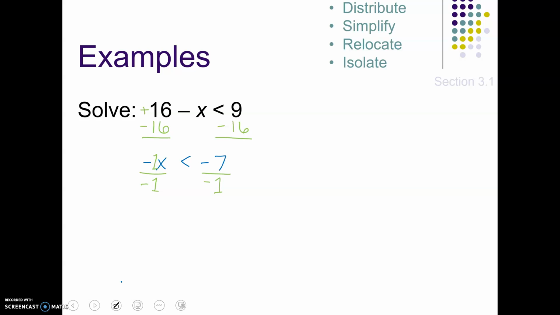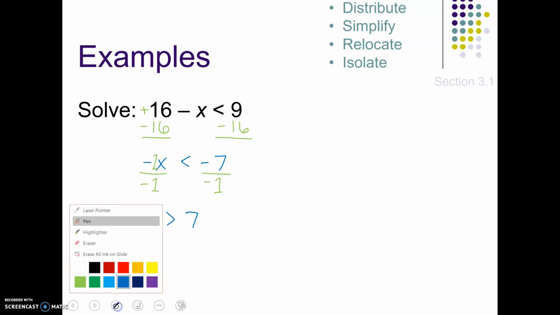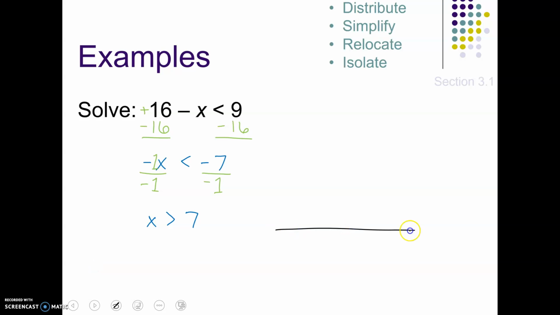So on the left, my negative x divided by -1 is just x. On the right, my -7 divided by -1 is just 7, but now instead of a less than symbol, because I divided by negative, I have to switch that to a greater than symbol. And so now if I look at a number line, thinking of 0 in the middle, 7 is somewhere over here on the right. In this statement, I cannot equal 7, but I can be greater than 7.